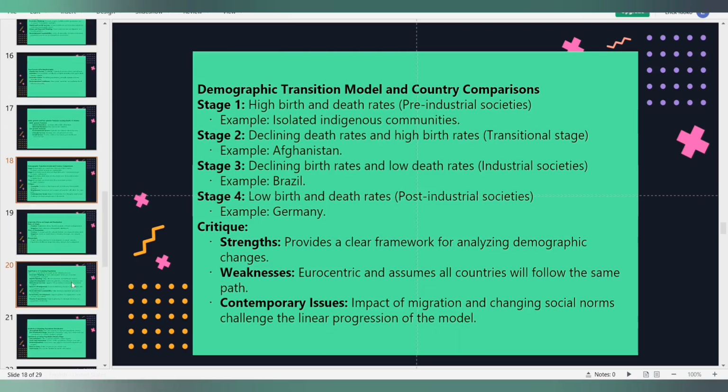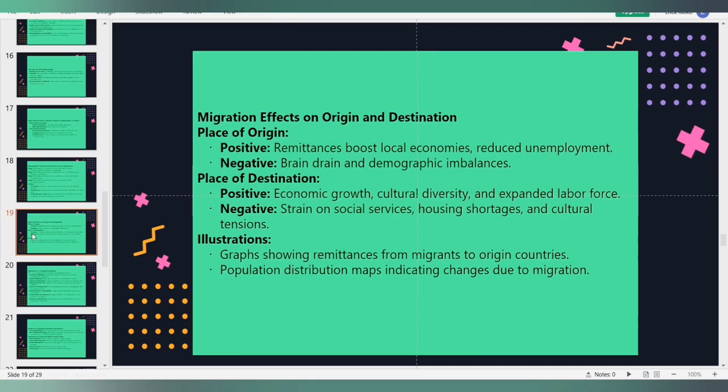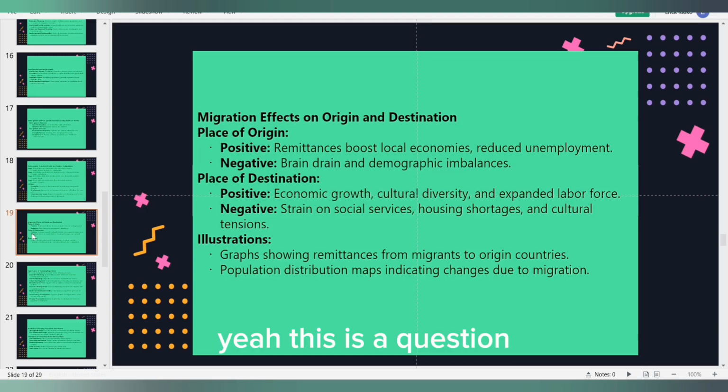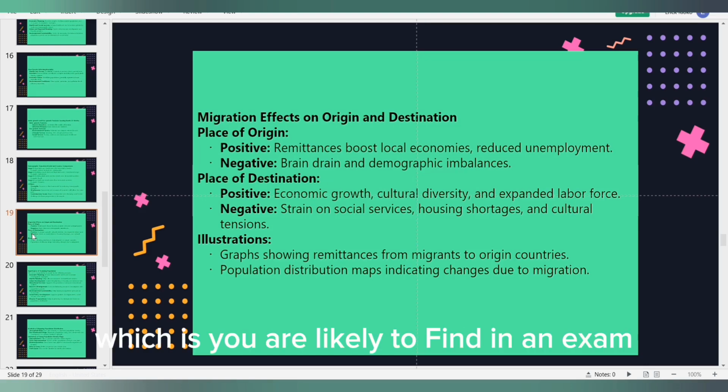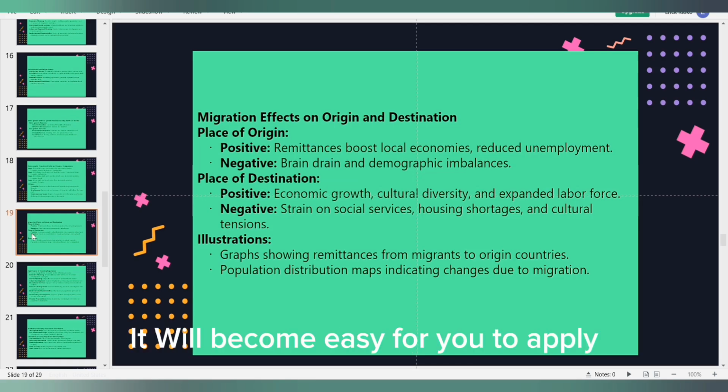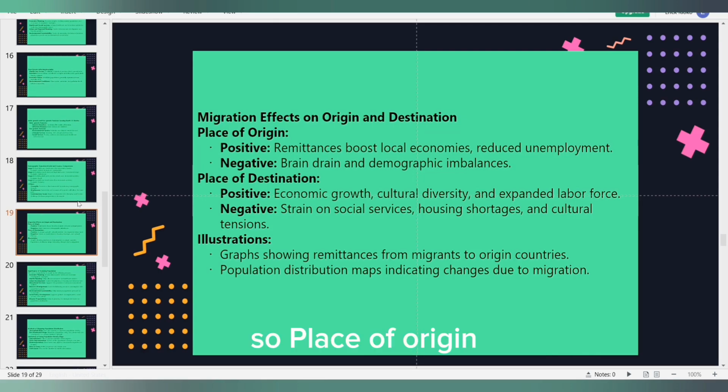Number 19, migration effects on origin and destination. This is a question you are likely to find in an exam scenario. It may come like migration effect, let's say on the area of origin, both social, economic, and political. So if you have the basic concept, it will become easy for you to apply. So, place of origin or the source country.